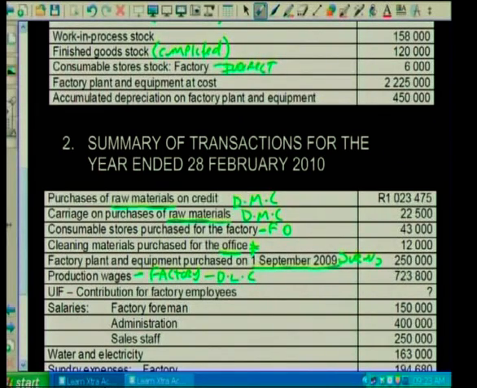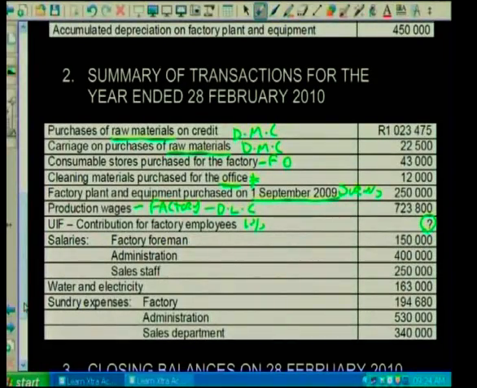I've got UIF contribution for factory employees, and this is not given to us. But remember, guys, UIF is normally 1% of your total wage itself. Then I've got salaries for the factory foreman. So this is going to affect my factory overheads because it's for the factory foreman. Salary for administration.